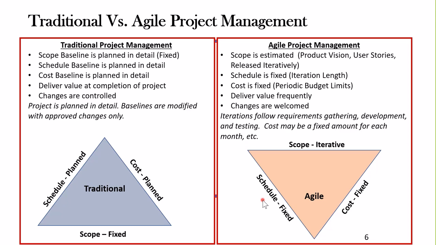Schedule is fixed. The cost is also fixed. I maybe have an authorized budget that I can spend $10,000 a month on this project. When I reach that $10,000 limit, then I'm done with this project for the month. The next month I'll pick up on it and do some more work on it. So that's a good comparison between the traditional approach and the Agile approach with regards to scope.